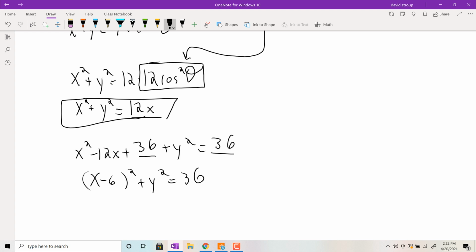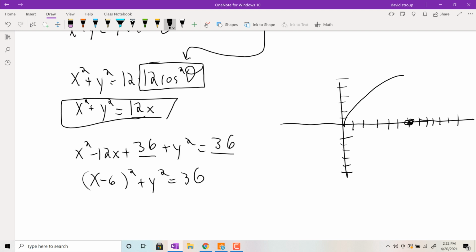But here it is, and if I had to graph it, which I'm not sure if I'll have you graph it, but 1, 2, 3, 4, 5, 6, 7, 8, 9, 10, 11, 12. The center is at 6, 0. 1, 2, 3, 4, 5, 6, 0. The radius is 6. So it's going to look like this. Okay?